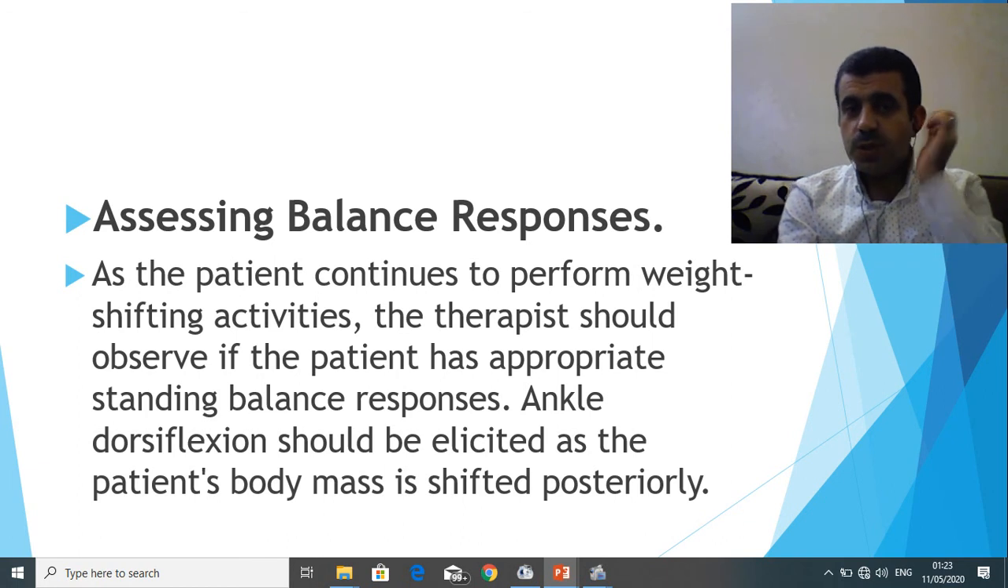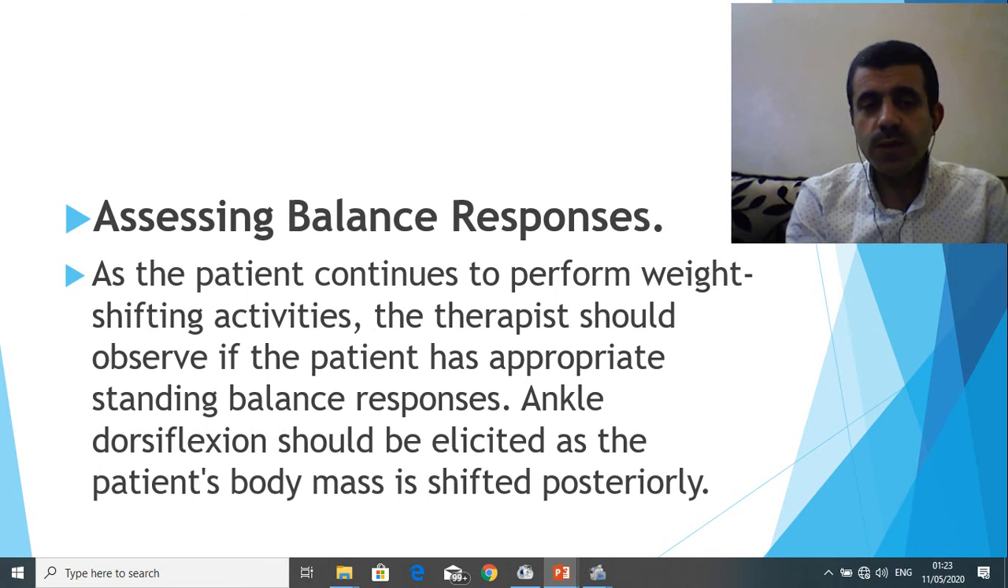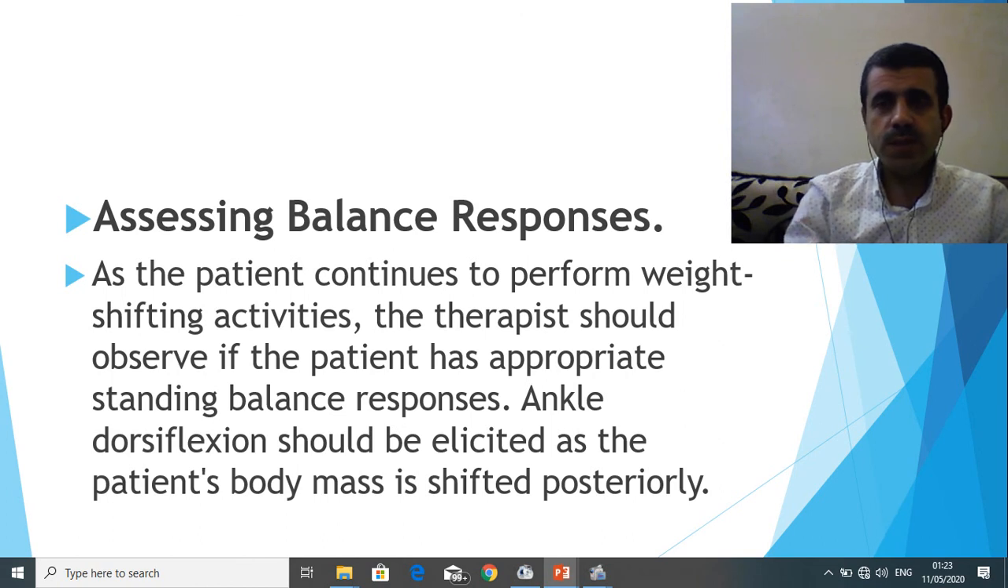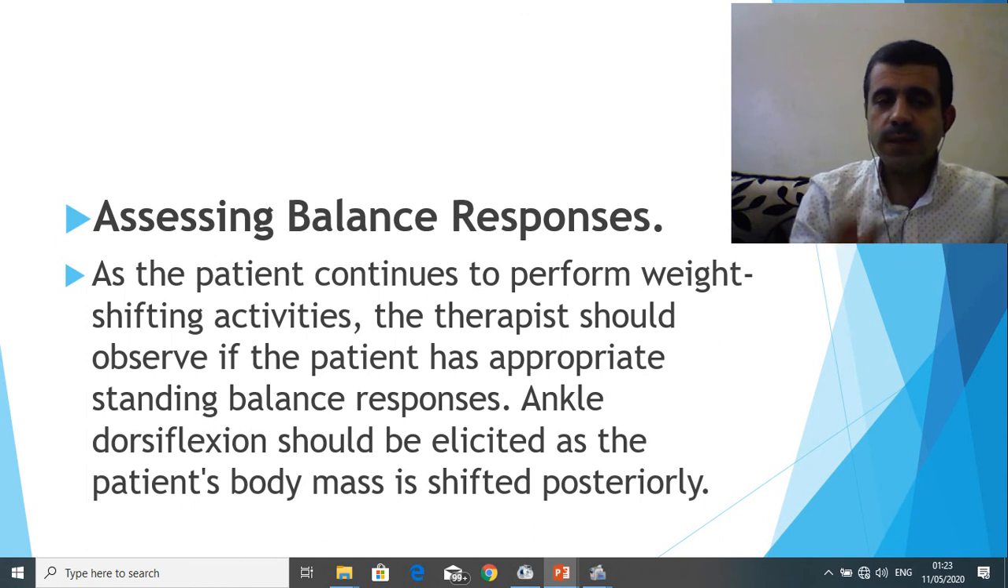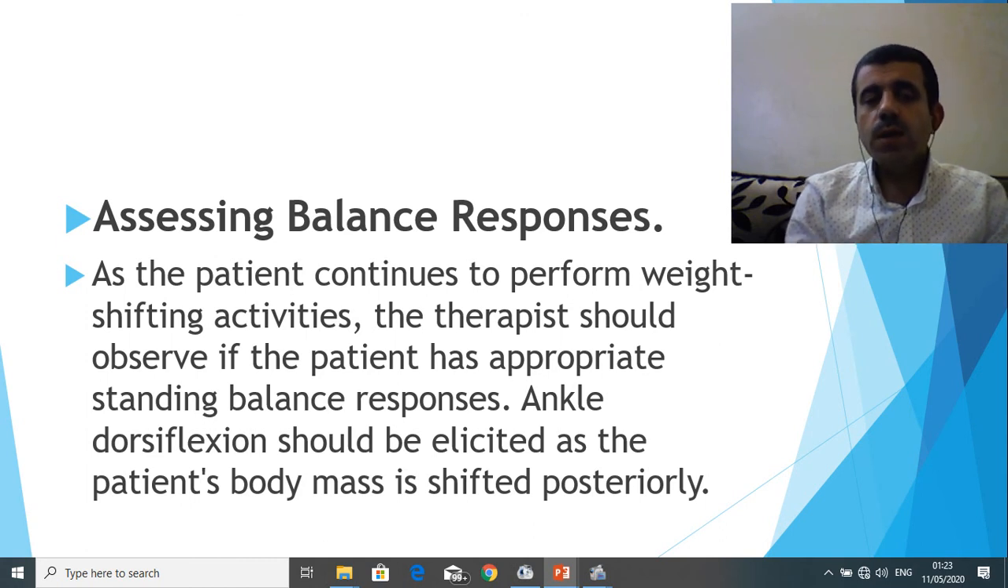So, as the patient continues to perform weight shifting activities, the therapist should observe if the patient has appropriate standing balance response. Ankle dorsiflexion should be elicited as the patient's body mass is shifted posteriorly.